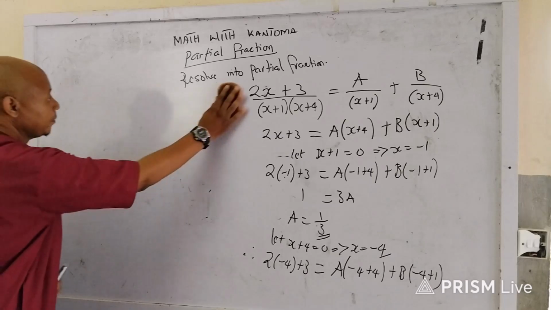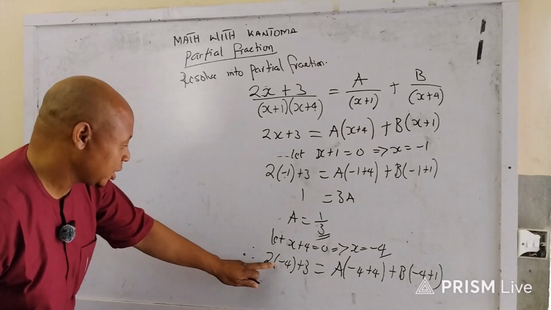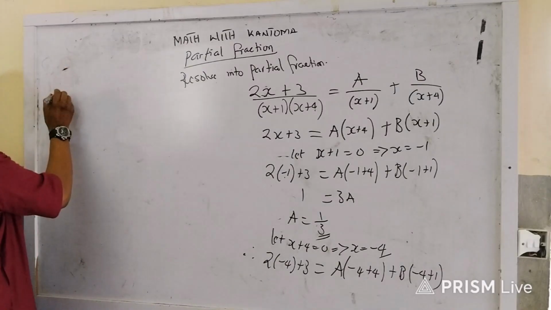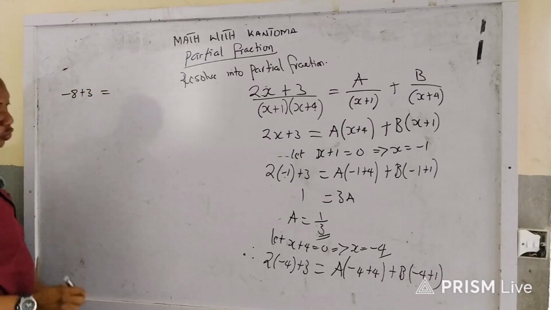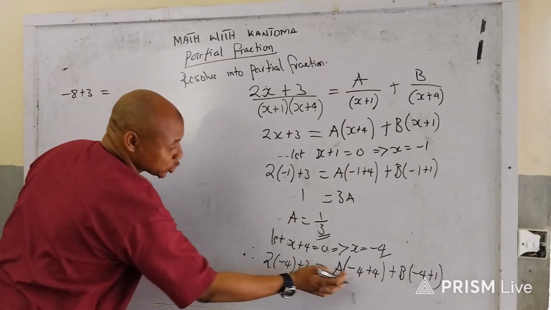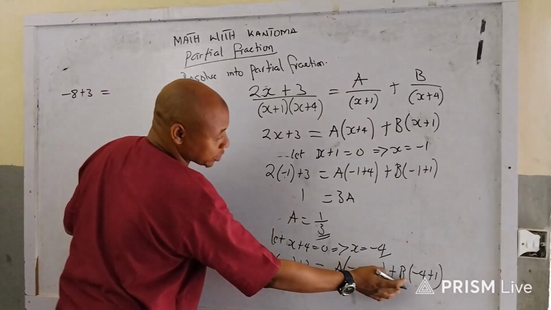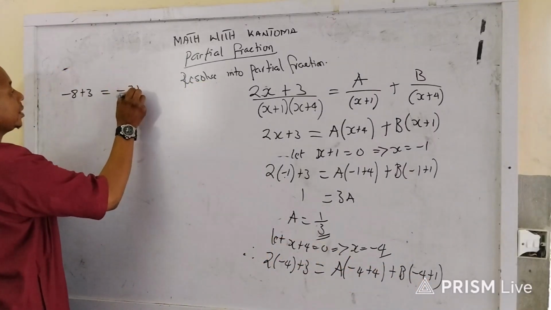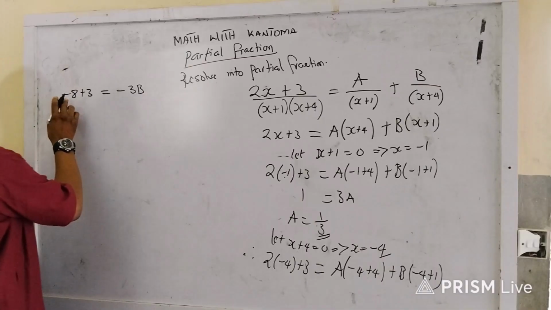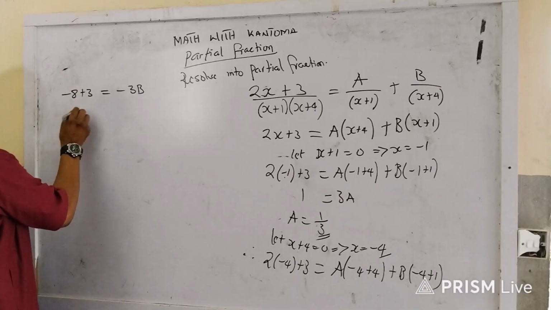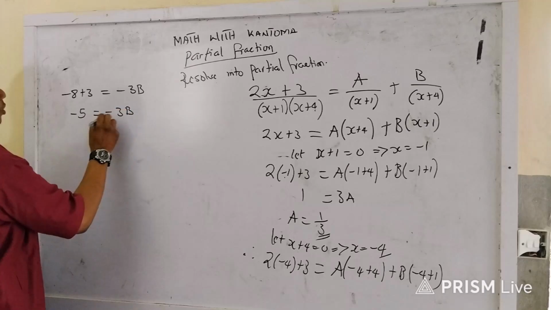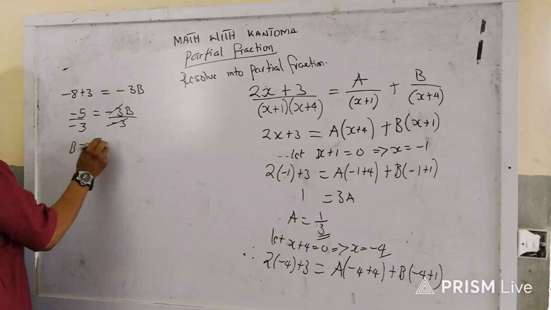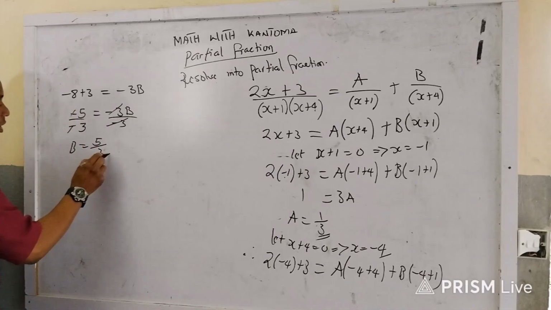To simplify this, we say 2 times 4 is 8. We have minus 8 plus 3 is equal to, we have minus 4 plus 4 is 0. 0 times a is 0. So we are left with plus b into minus 4 plus 1, which is minus 3. Minus 3 times b, we have minus 3b. Right? And then minus 8 plus 3 is minus 5, is equal to minus 3b. So we divide both sides by minus 3. This goes with this, so b is equal to 5 over 3.